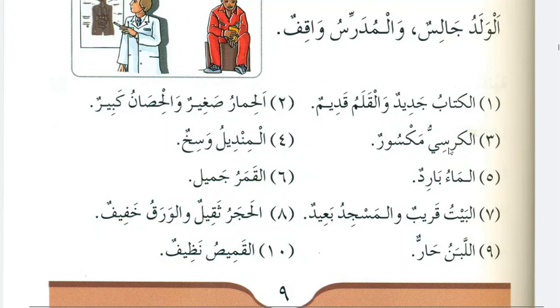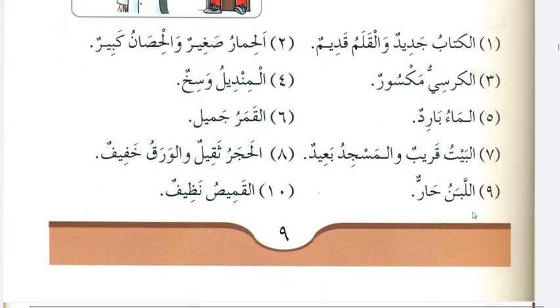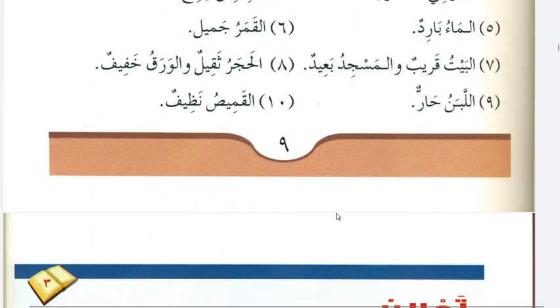Wal-hisanu. Al-kursiyu maksurun, the chair is broken. Al-mindilu wasikhun, the handkerchief is dirty. Al-ma'u baridun, the water is cold. Al-qamaru jamilun, the moon is beautiful. Al-baytu qaribun wal-masjidu ba'idun, the house is near and the masjid is far. Al-hajaru thaqilun wal-waraqu khafifun, the stone is heavy and the paper is light in weight. Al-labanu harrun, the milk is hot. Al-qamisu nazifun, the shirt is clean.